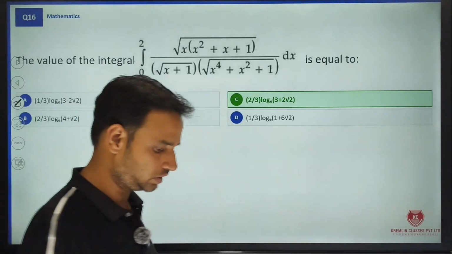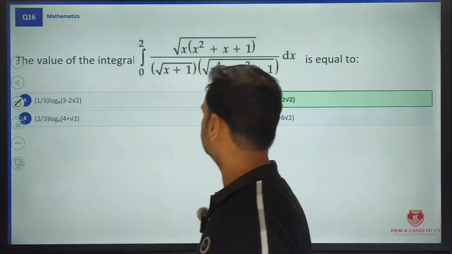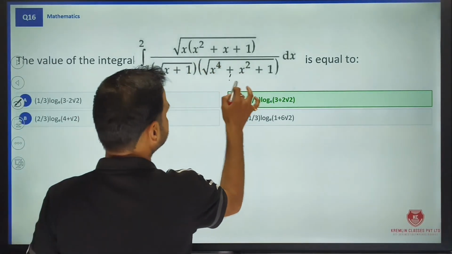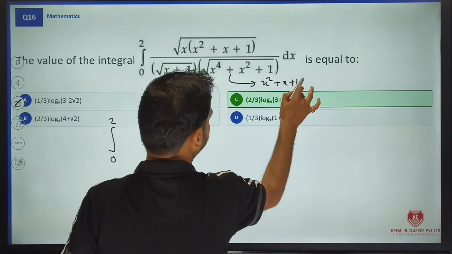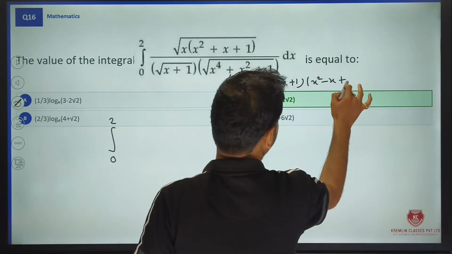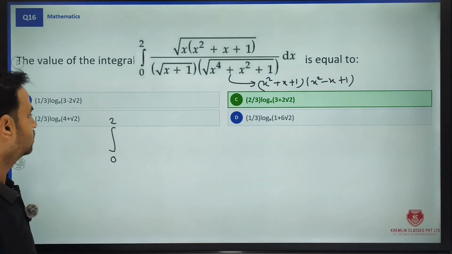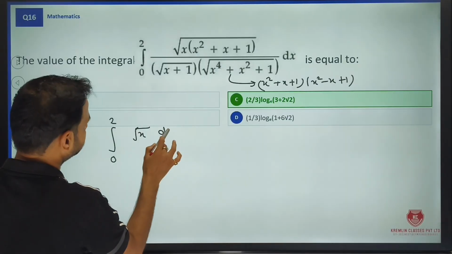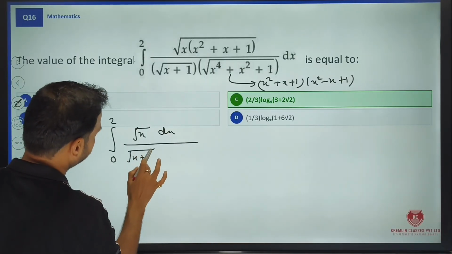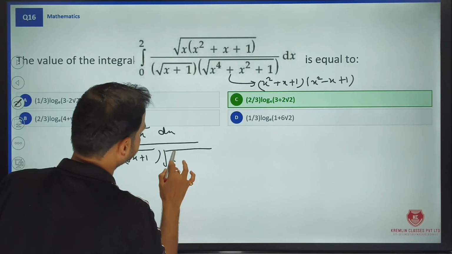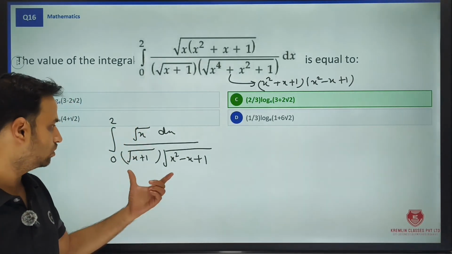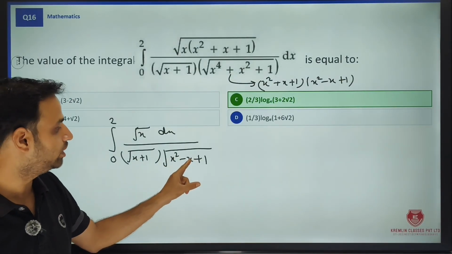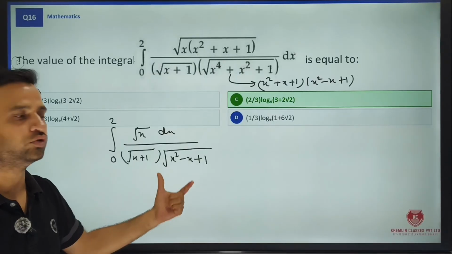Now moving to question number 16. What question number 16 says, this is given. So quickly we know that from 0 to 2, this is given by x square plus x plus 1, and this is x square minus x plus 1. It is an integral based question, a classical IIT JEE question. When we are cutting it, we will see root x dx. Here it will be root of x plus 1, and root of x square minus x plus 1. Are you seeing something? This is a plus b, this is a square minus ab plus b square. This is what? a cube plus b cube.